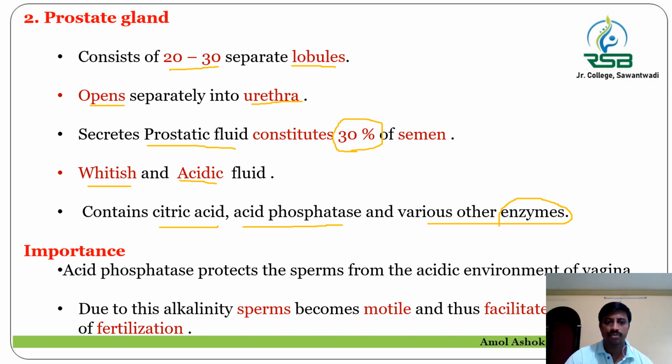The importance of prostatic fluid is the part that is acid phosphatase, it protects the sperms. It gives protection. What does acid phosphatase do? It protects the sperms from the acidic environment of the vagina.